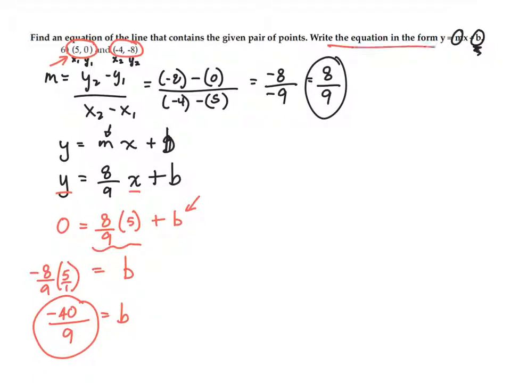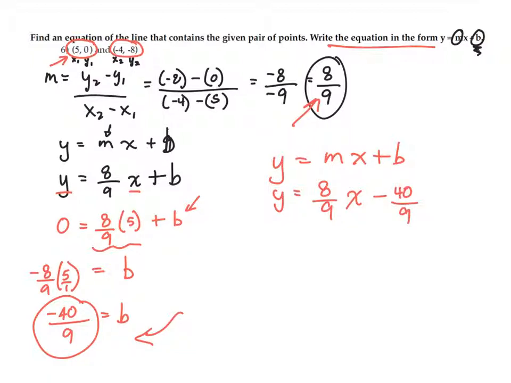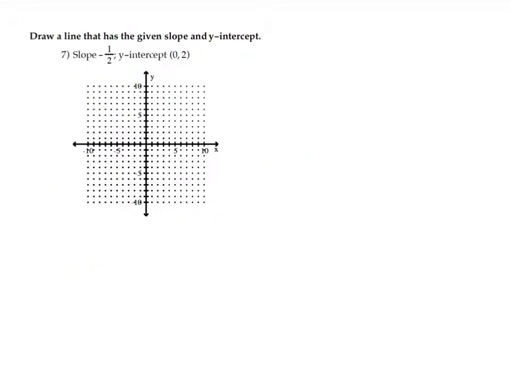So they say write the equation, so now I need to finish that off. So the equation should be written like this. I found my slope right there. So that's 8/9 x. And then plus my y-intercept I found down there is a negative 40 over 9. So there's my equation. All right, next question.